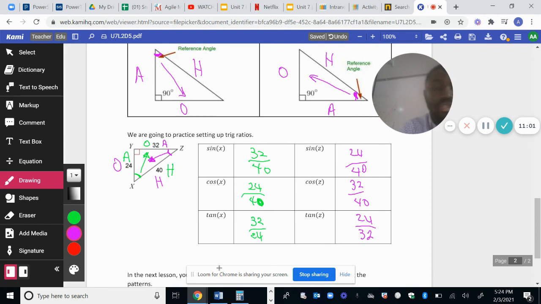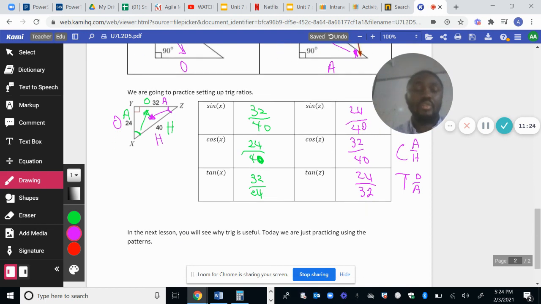Something to retain today is that sine is always opposite over hypotenuse, cosine is adjacent over hypotenuse, and tan is opposite over adjacent. These three things are key. Tomorrow we're going to learn further and do more practice on trigonometry.